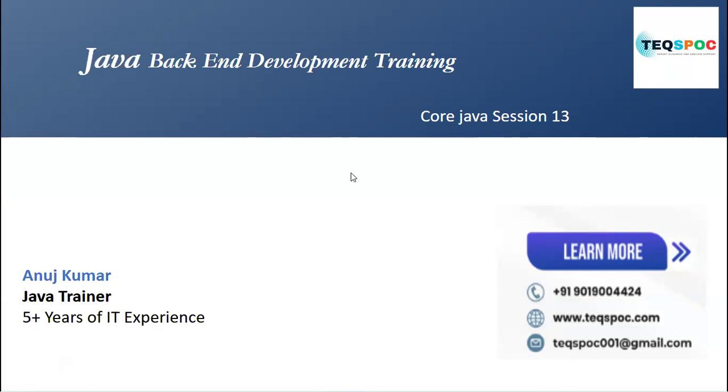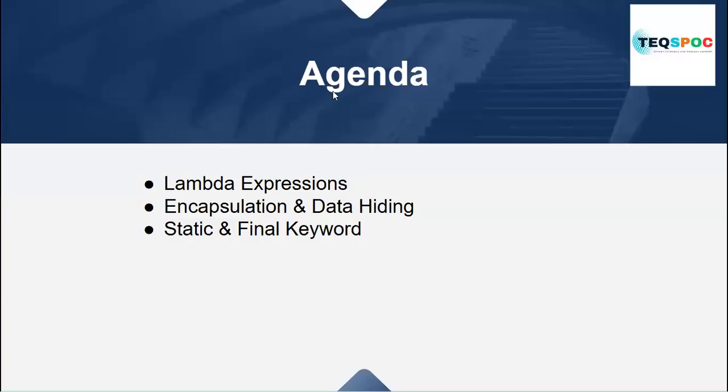This is the core Java session 13. So today's class agenda will be: what is a Lambda expression, what is encapsulation, what is data hiding, what is static and final keyword. We will see.